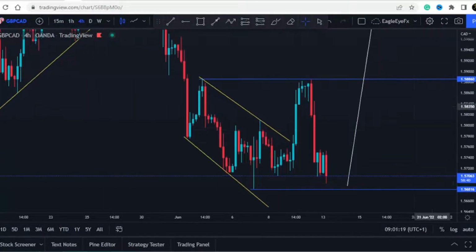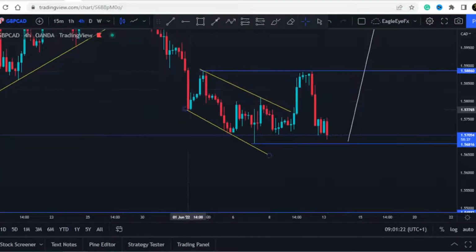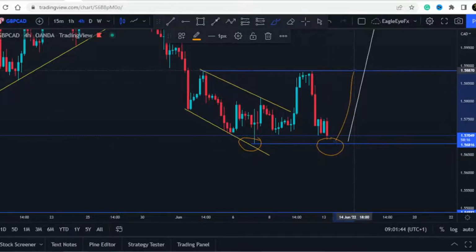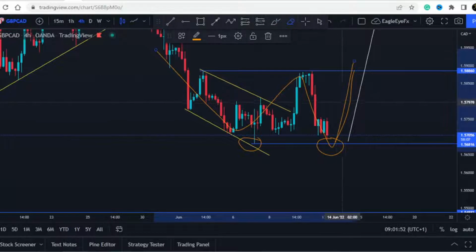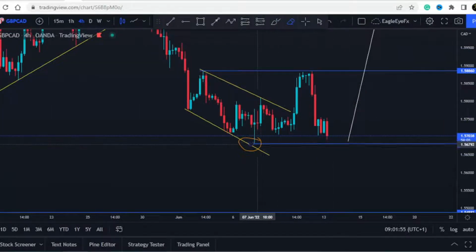Down here, we can see that we had this descending structure. We had an impulse move, correction, impulse move. Then the market broke and came all the way to this level. Now we are here. I'm observing to see how this is going to play out, because it may come and give us a double bottom before it goes up again, even to complete this W formation.